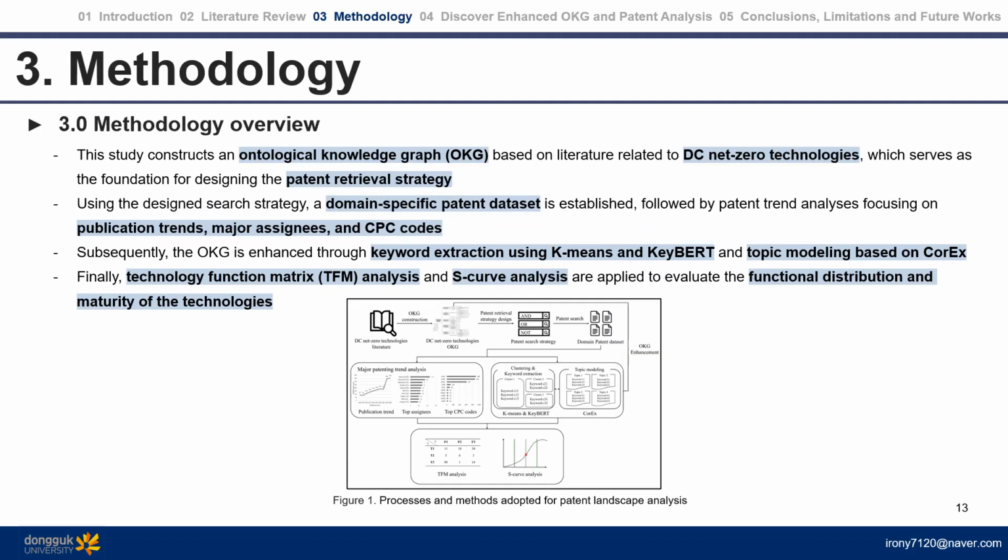This study constructs an ontological knowledge graph based on literature related to DC net-zero technologies. Using the designed search strategy, a domain-specific patent dataset is established, followed by patent trend analysis focusing on publication trends, major assignees, and CPC codes. Subsequently, the OKG is enhanced through keyword extraction using k-means and KeyBERT, and topic modeling based on CorEx. Finally, technology function matrix analysis and S-curve analysis are applied to evaluate the functional distributions and maturity of the technology.